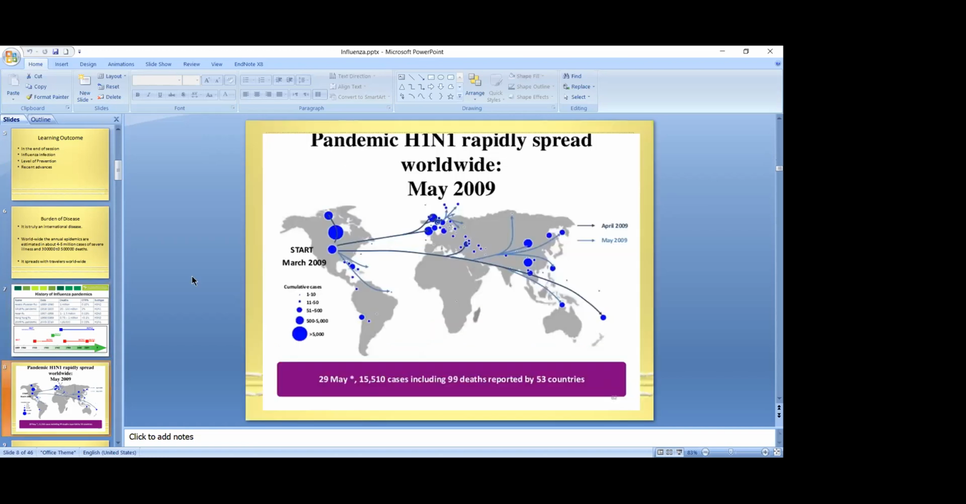The last pandemic was in 2009, which affected almost 53 countries. It started in March 2009 and then spread to different countries, almost 53. There were 15,510 cases and 99 deaths reported in this pandemic.